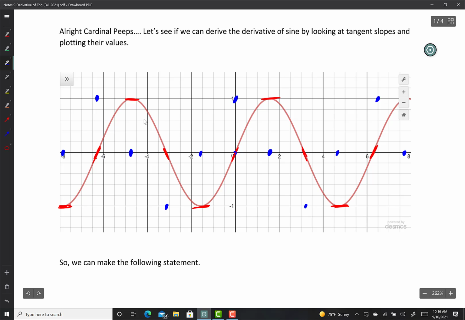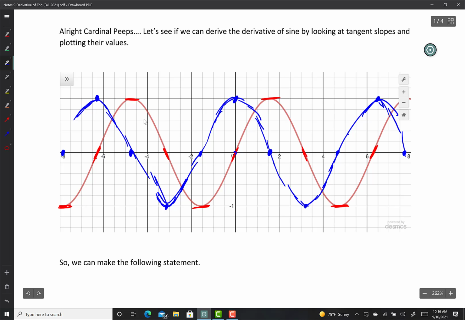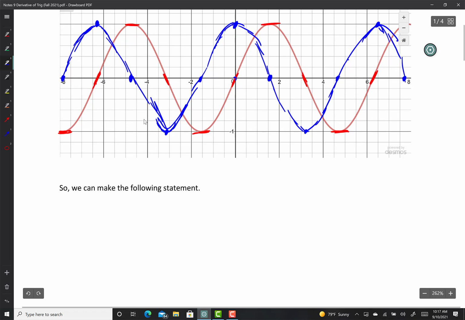And if you were to plot those points, notice that you have a function that's also sinusoidal. What does that look like? So we can make a statement from there, guys, that the derivative of sine x is cosine x.